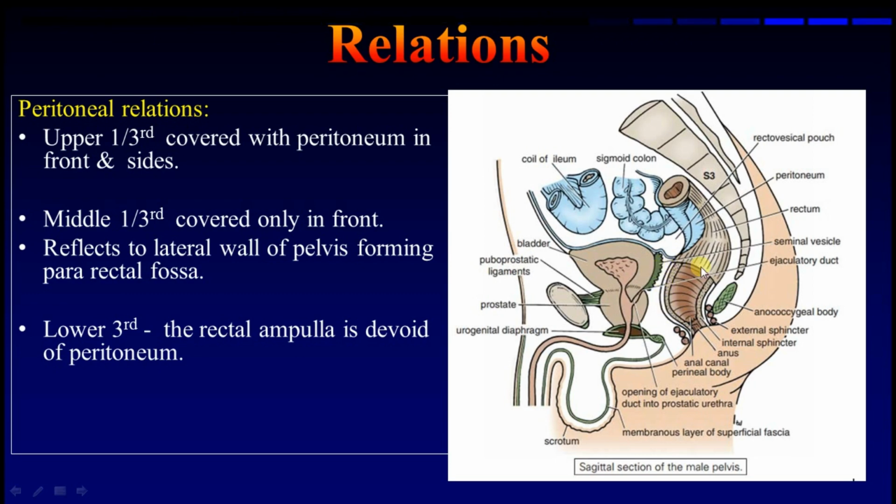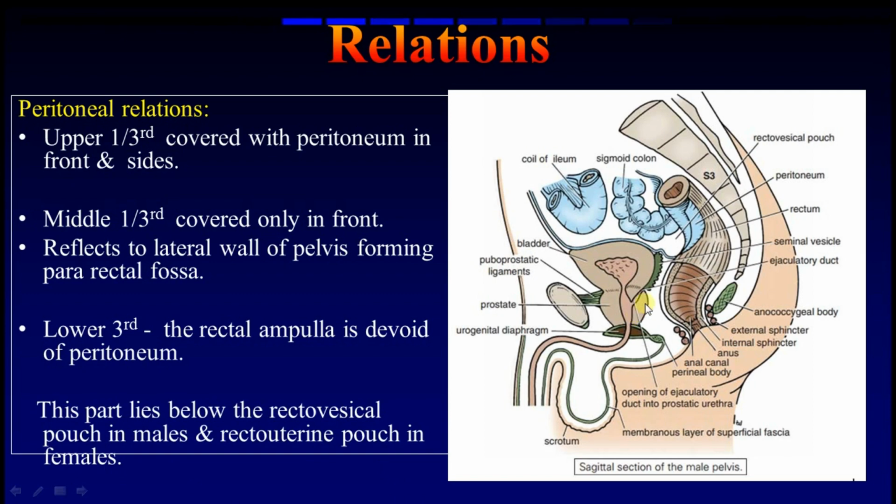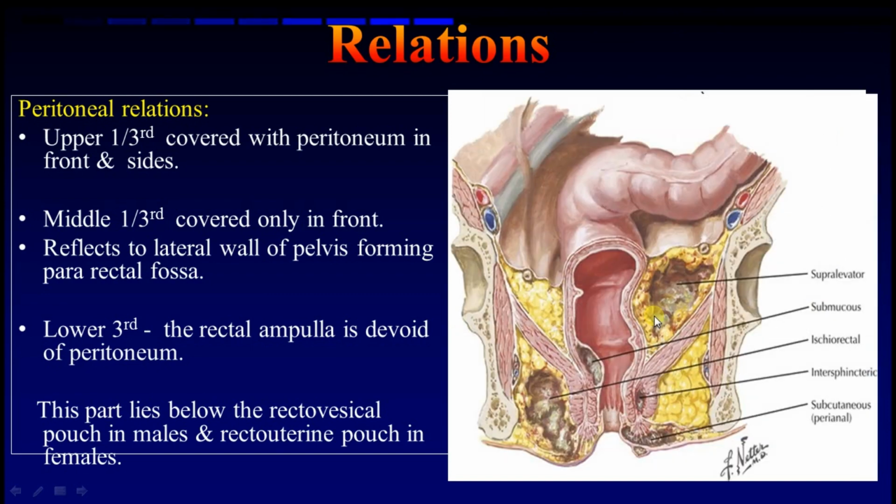There is no peritoneum in the front or on the sides, and it is related to the base of the urinary bladder, the ampulla of the vas deferens, the seminal vesicle, and also the posterior surface of the prostate gland in the case of males. This part lies below the rectovesicular pouch in males, and in females, below the rectouterine pouch.